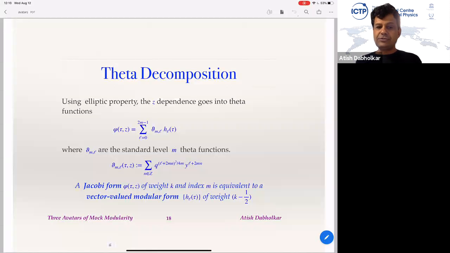So this is a theorem of Eichler and Zagier, that a Jacobi form phi of tau and z of weight k and index m is equivalent to a vector-valued modular form h_l of tau of weight k minus 1/2.